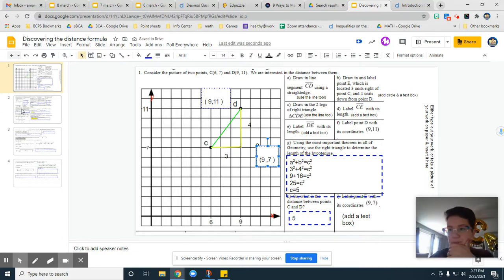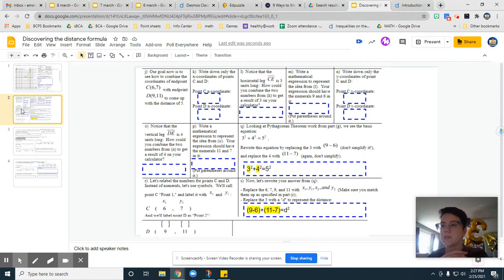Whew, moving on. Our goal now is to see how to combine the coordinates of the endpoint C (6, 7) with the endpoint D (9, 11) to come up with a distance of 5. So first, let's write down only the x coordinates of C and D. X goes first, so point C's x coordinate is 6. Point D's x coordinate is 9.